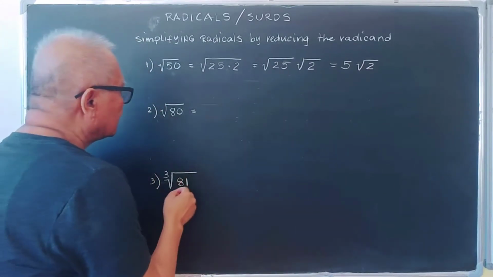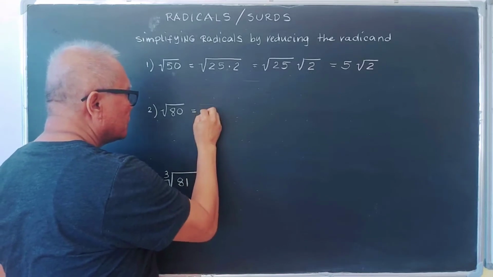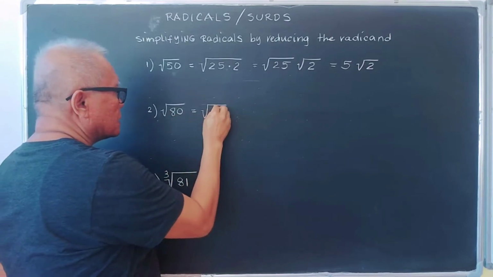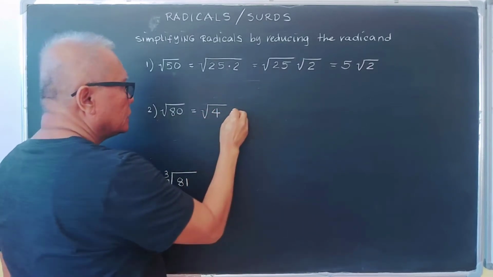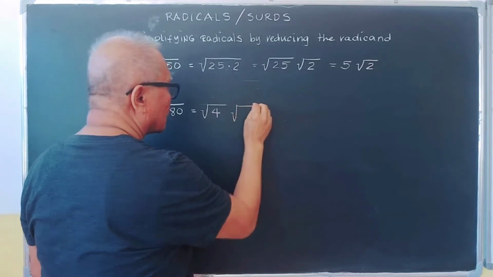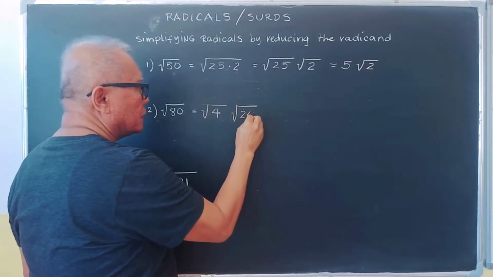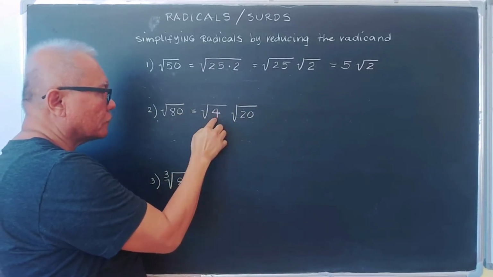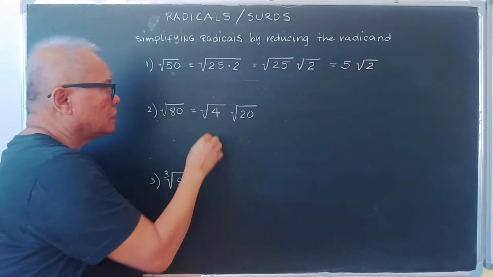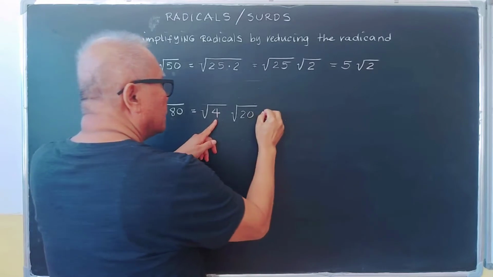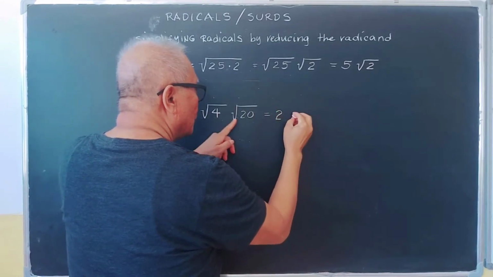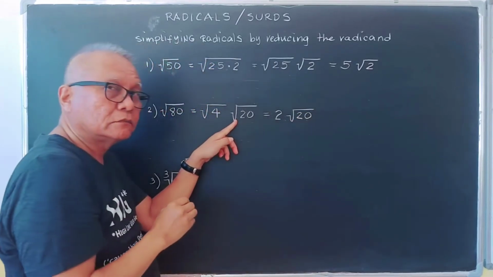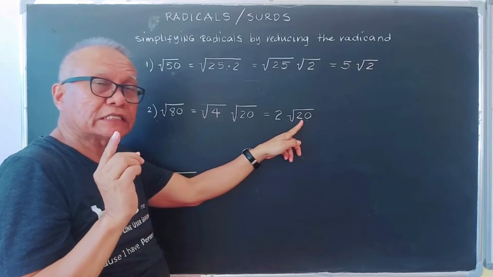For the square root of 80, let's do the 4 first, and then the shortcut afterwards. So we can write this one as the square root of 4 times the square root of 20. 4 times 20 is 80. Why 4? Because 4 is a perfect square number. So the square root of 4 is 2, and then we have the square root of 20.